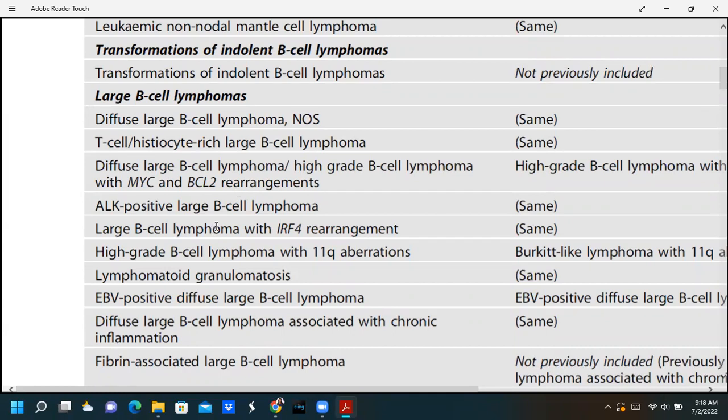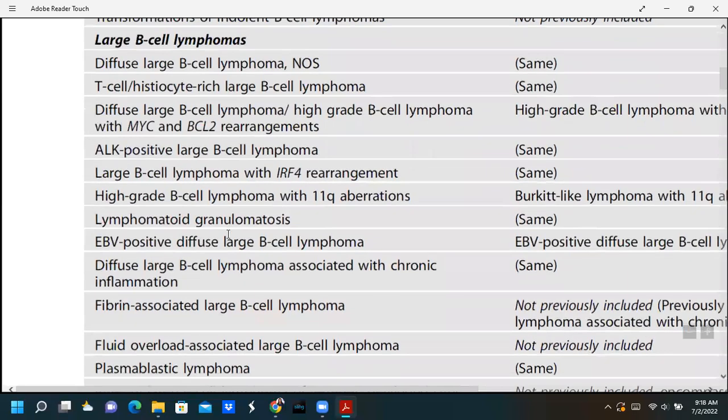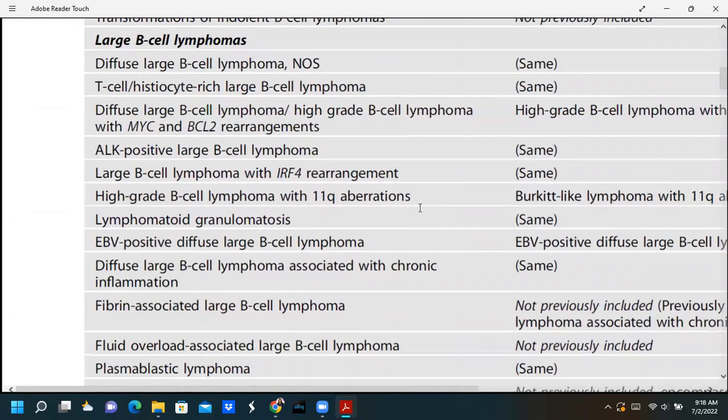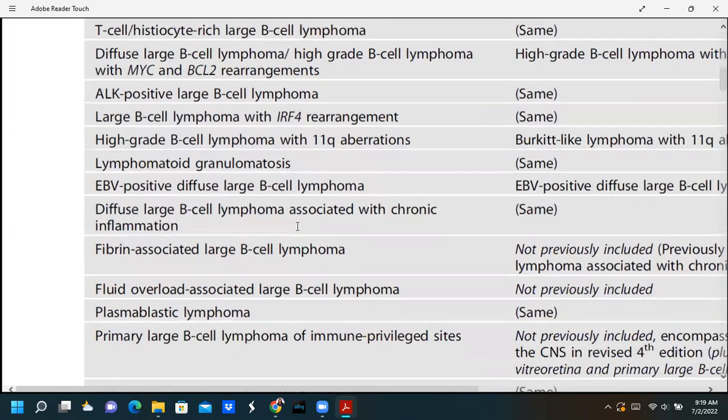And then ALK positive large B-cell lymphoma is the same. Large B-cell with IRF4 is the same. Burkitt lymphoma with 11q aberration, that was previously an entity. Now they are calling it high-grade B-cell lymphoma with 11q aberrations. Apparently, there might be other partners with 11q that are high-grade and not Burkitt-like. So we'll see why they are calling that. Lymphomatoid granulomatosis is the same. EBV positive DLBCL NOS, they removed the NOS. They said EBV positive DLBCL. DLBCL with chronic inflammation is the same.